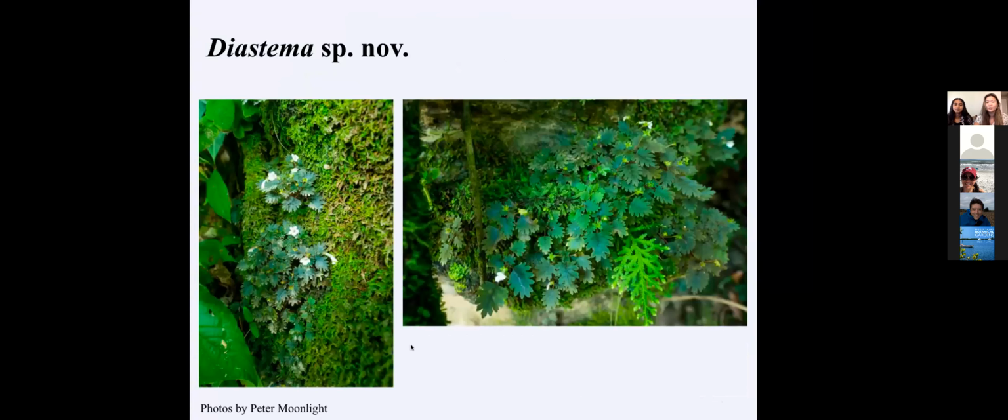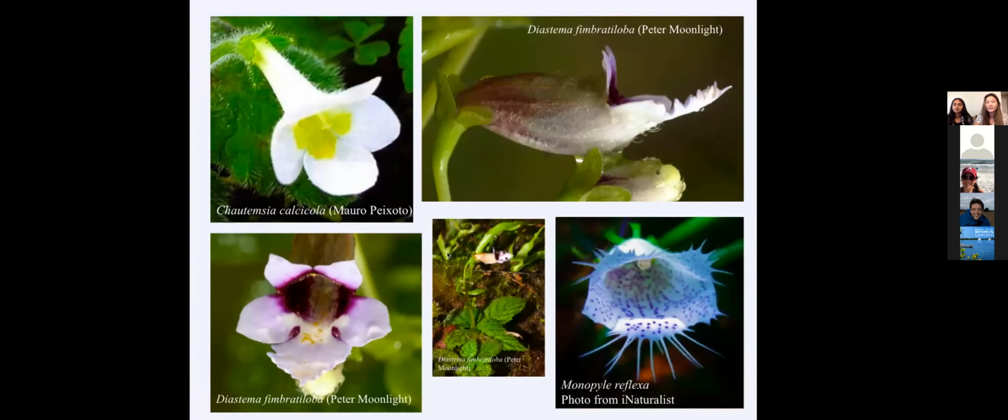This is an example of the Diastema species nove I was talking about earlier. And here are some more examples of the species I was talking about. The top right and bottom left photos are of a Diastema fimbrata from Peru, and the top left photo is of a Chatemsia from Brazil. In monophyly, the flowers morphologically are very different from each other, but the monophyly reflexa flower is especially different from what we would imagine a monophyly to look like. Again, this just shows how monophyly reflexa does not fit well into the monophyly clade.